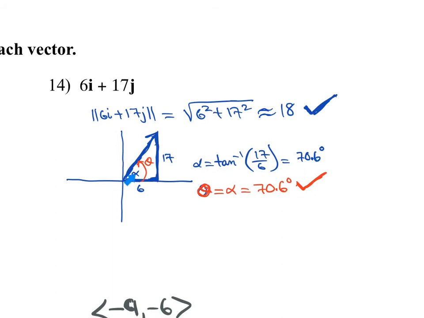That is our alpha. And it just so happens that theta would be equal to alpha in this case, because this is in quadrant 1, and you're rotating from 0 up to where you stop in quadrant 1. So theta is equal to alpha. And so theta is also 70.6 degrees.